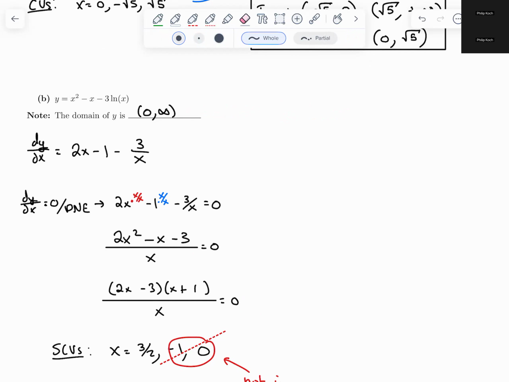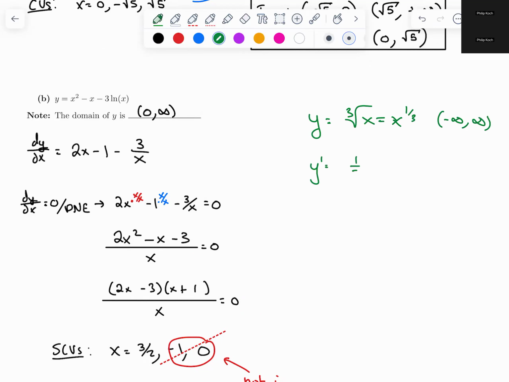Case in point, just to bring this home, the cube root of x, x to the 1/3. You don't need to write this down. That domain is negative infinity to positive infinity, right? That's the domain of that function because you can plug in whatever you want into an odd root and it always exists. But if you take the derivative, y prime equals 1/3 x to the negative 2/3, which could be rewritten as 1/3 times the cube root of x squared.